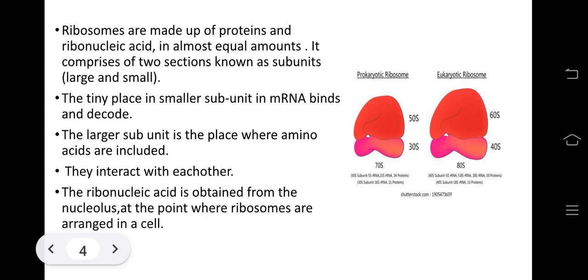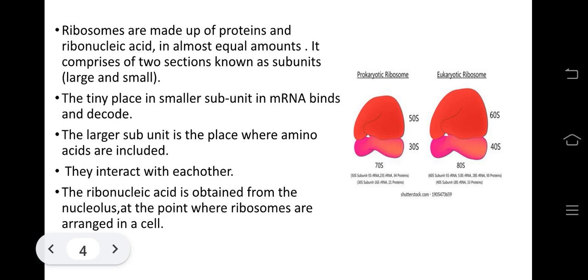Ribosomes are made up of proteins and ribonucleic acid in almost equal amounts. It comprises two sections known as subunits, large and small. The tiny place in the smaller subunit is where mRNA binds and is decoded. The larger subunit is the place where amino acids are included. Small subunit, mRNA. Large subunit, amino acids. They interact with each other. The ribonucleic acid is obtained from the nucleolus, at the point where the ribosomes are arranged in a cell.